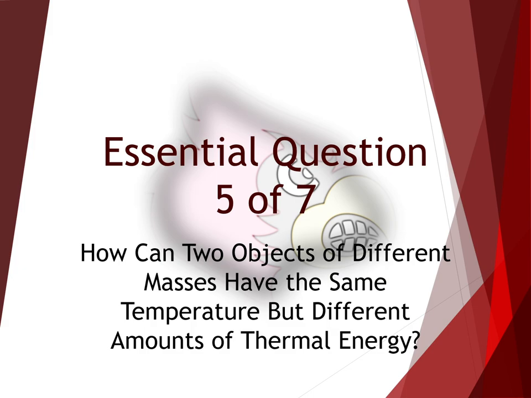The essential question for this lecture is going to be how can two objects of different masses have the same temperature but different amounts of thermal energy? A little bit of a long one, but how can two objects with different masses have the same temperature but different amounts of thermal energy?